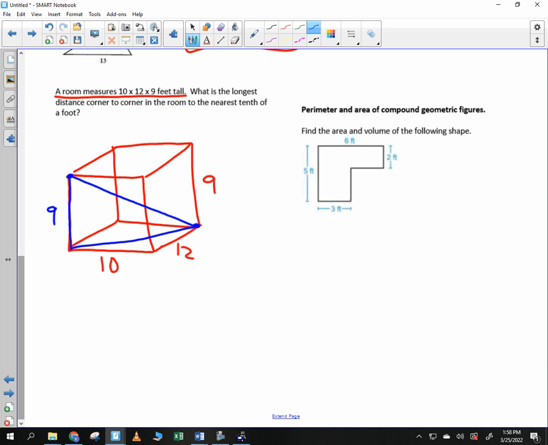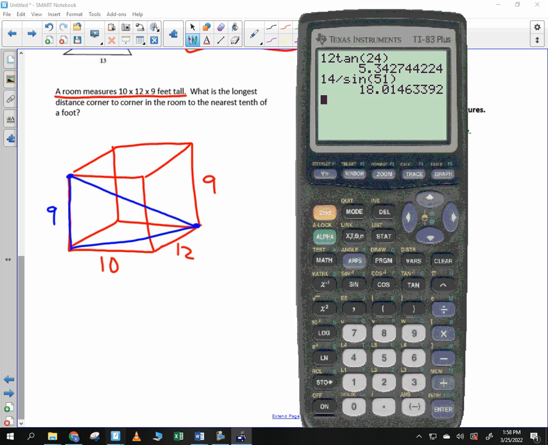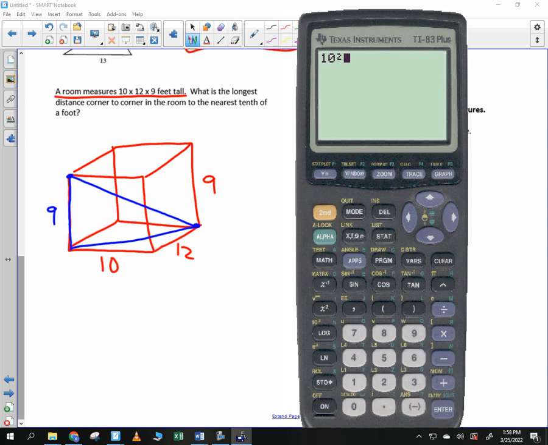A squared plus B squared equals C squared. Good. So 10 squared plus 12 squared, and I square root. I got 15.62. See my blue triangle? I want to know this length, and it comes from this right triangle that is sitting here. See it now? Good question.